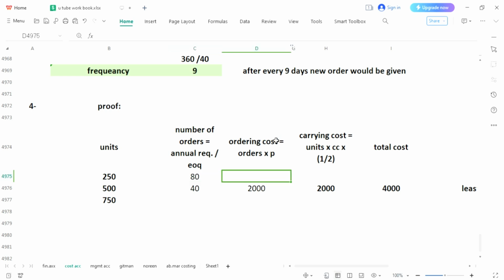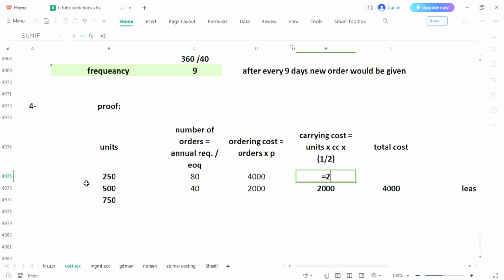Ordering cost would be calculated how? The number of orders we have calculated, 80, would be multiplied by the cost of placing an order, which was 50. I have shown you. So the ordering cost has been calculated as 4000. Now we will calculate carrying cost. Follow this formula.